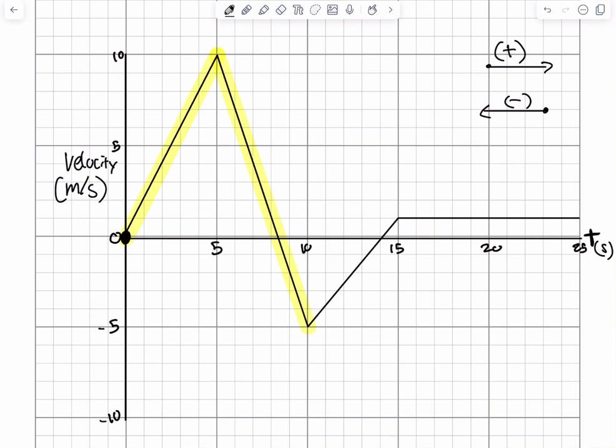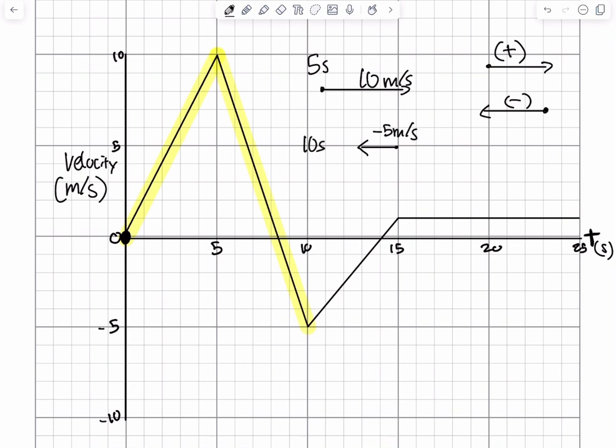Let's tackle the next section. From 5 seconds to 10 seconds, our velocity is now decreasing. How do I know that? Well, it starts at 10 and eventually finds its way to -5. That means our velocity is going down. So, at 5 seconds, we have an object going right at 10 meters per second. Over the next 5 seconds, its velocity changes to -5 meters per second.